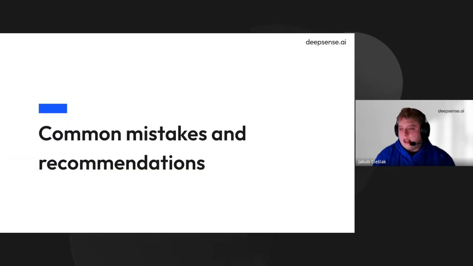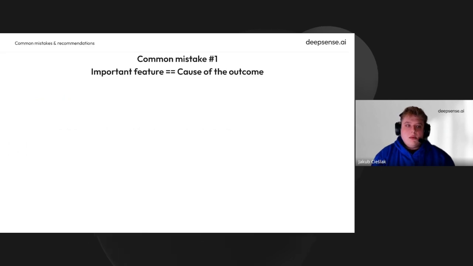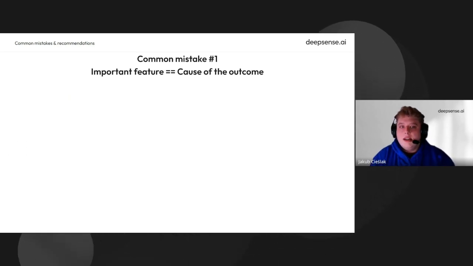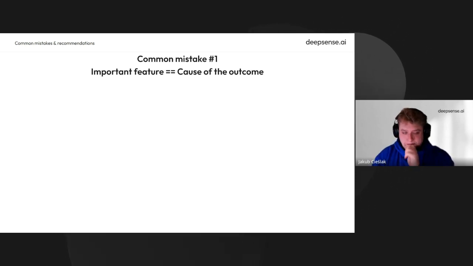So, the last chapter, common mistakes and recommendations. I would like to focus on common mistake number one, which is really crucial. It's the most common mistake of all when it comes to XAI, and it's also the most destructive one because it drives a lot of business decisions that involve earnings, and this is really misleading.